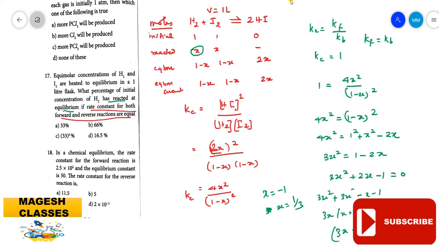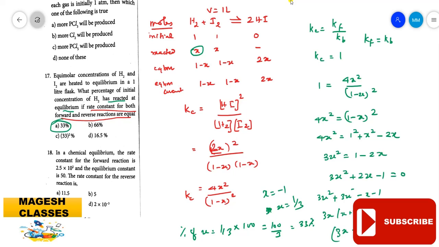So x may not be 1, since that would be 100%. So it is 1 by 3. In case of percentage, the percentage of x is equal to 1 by 3 into 100. This is equal to 100 by 3, which is 33.3 percent, about 33. So your answer is A.